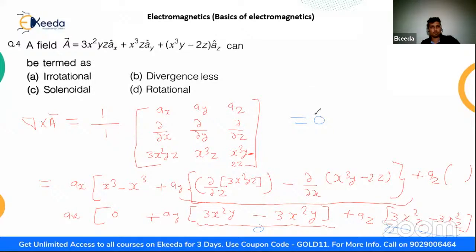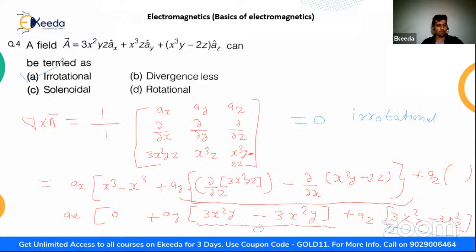So what we know is that del cross A, whenever it is 0, then it is irrotational. Whenever del cross A is not equal to 0, then it will be rotational. Otherwise, it's irrotational. So this will be irrotational. Okay, so the answer will be A.